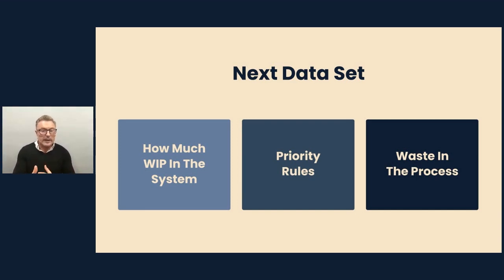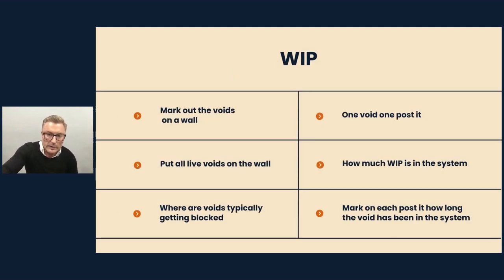And what's happening is the order in which voids are being worked is constantly changing. So you want to gather those two bits of data, and you also want to gather the waste in the process, the problems when people are actually trying to fix the void. So here's how to do this.